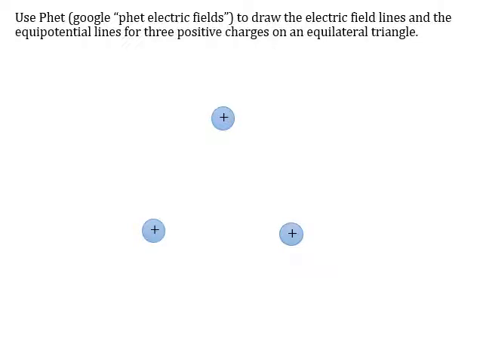Let's do an example now. Let's put three charges on a triangle and let's draw the electric field lines and the equipotential lines. A lot of things to remember here.